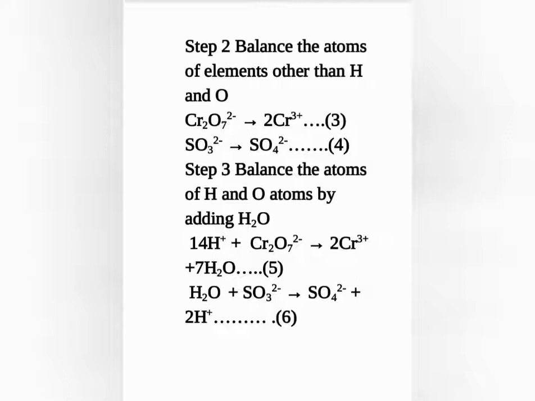After balancing the other atoms, that is step number 3, you will have to balance the atoms of hydrogen and oxygen by adding a suitable number of water molecules. If we are adding one water molecule, we are adding two hydrogen atoms and one oxygen atom.